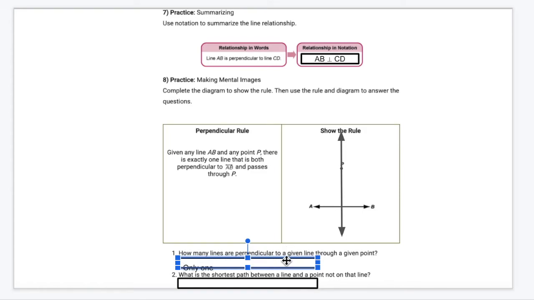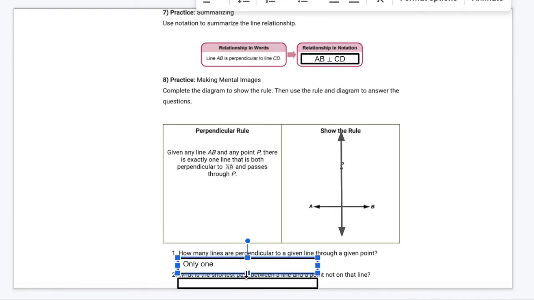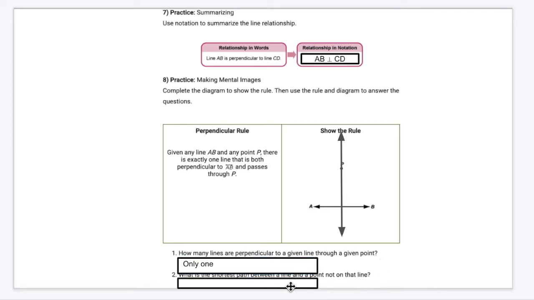Only one, right? And this is based on that perpendicular rule that we talked about. What is the shortest path between a line and a point that is not on the line? It's going to be a segment starting at the point that's not on the line and ending at the line, perpendicular to the line that you just drew.